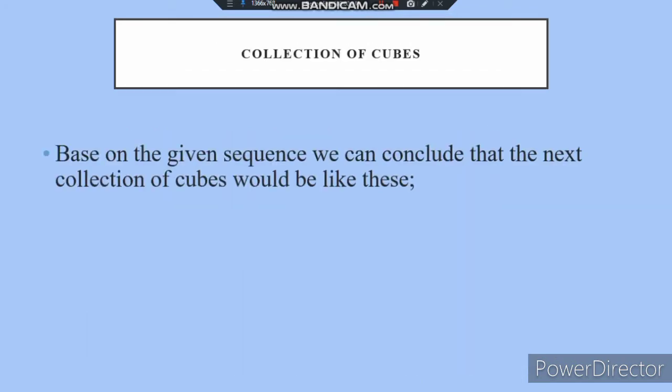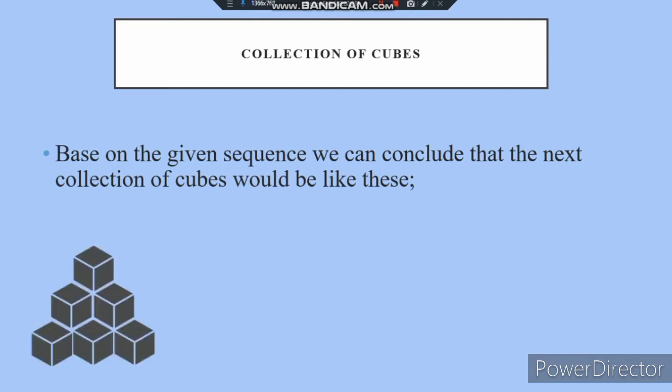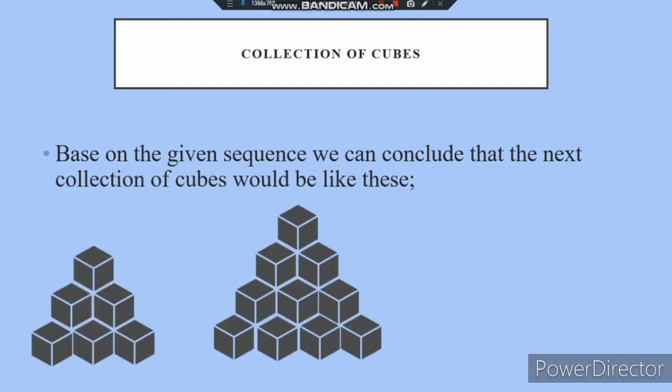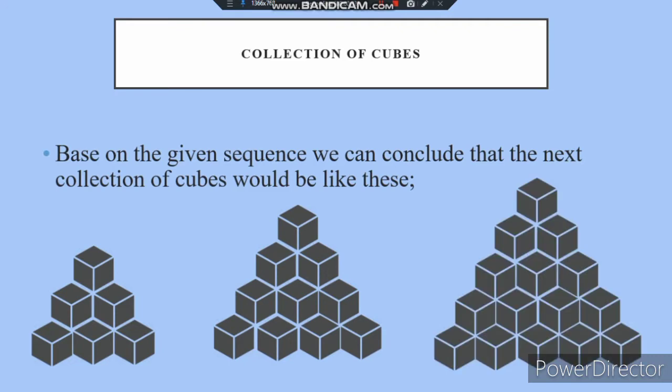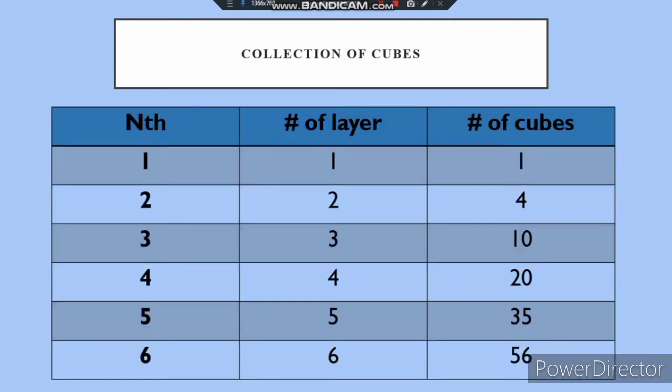Based on the given sequence, we can conclude that the next collection of cubes will be like this. So pag bilang natin yan isa-isa, ito yung magiging table nila. So sa first sequence, meron tayong 1 layer and a total number of 1 cube. Sa second sequence, meron tayong 2 layer and a total number of 4 cubes. Sa third sequence, meron tayong 3 layer and a total number of 10 cubes.